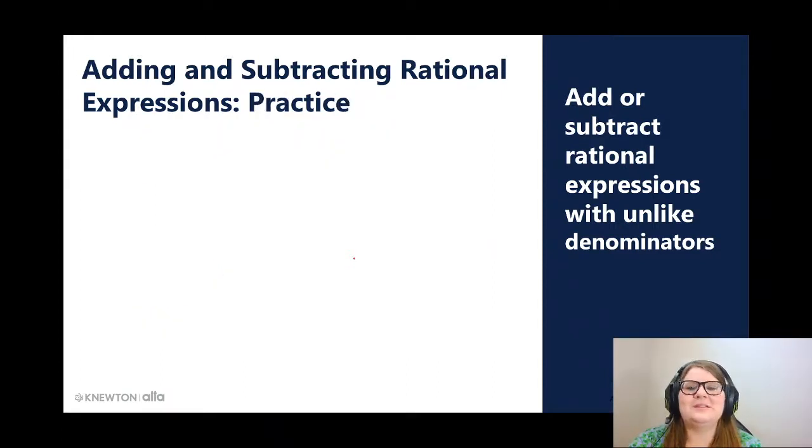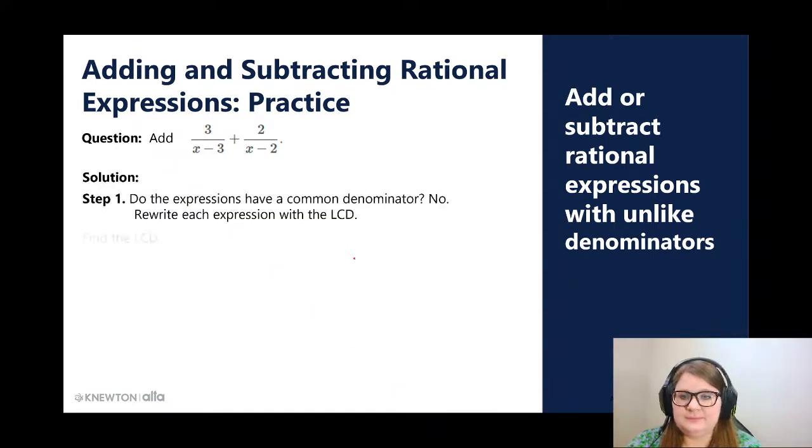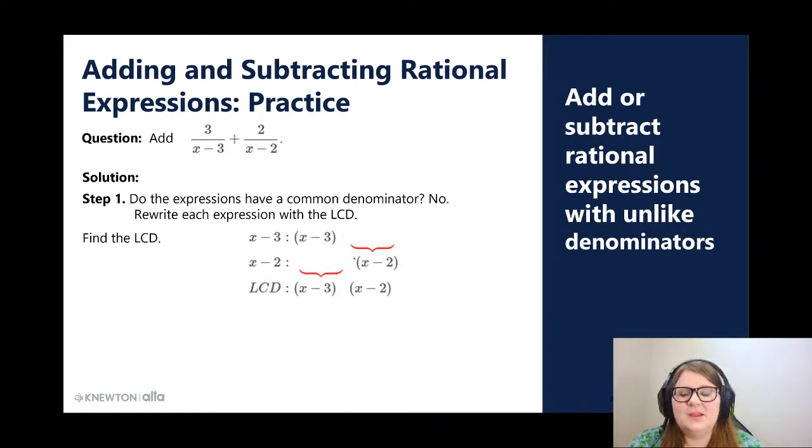All right, so let's try one. Let's look at 3 over x minus 3 plus 2 over x minus 2. First of all, both denominators are completely factored already. That's great. They do not match though, so we have to find a lowest common denominator. Notice here that we have x minus 3 from the first fraction and x minus 2 from the second fraction. Those are both unique factors, so we carry them down. And so our lowest common denominator is x minus 3 times x minus 2. Now we have to identify what was missing in the first fraction.